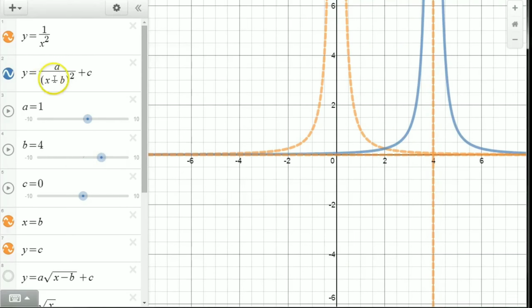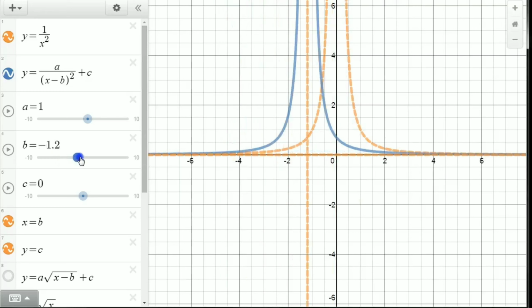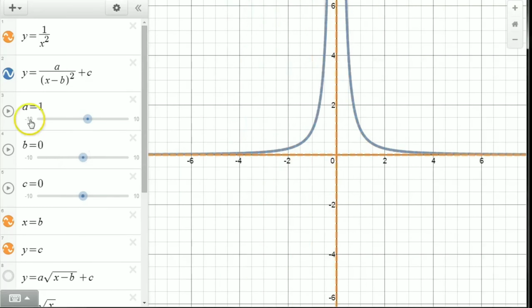Because x can never be the value of b, because if x was b, we'd get b minus b, which is 0. We'd have 0 on the bottom line here. So we can see that the vertical asymptote moves along with b. Let's set that back to 0. Let's just turn that one off for a minute.